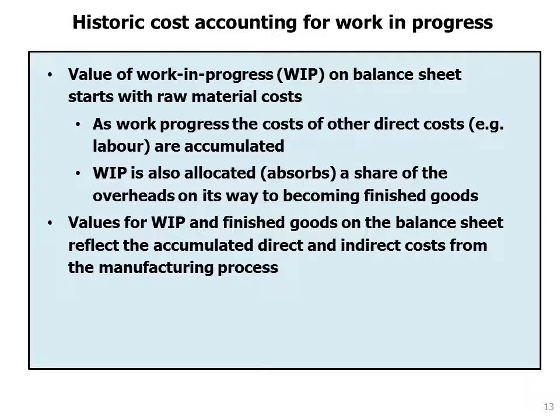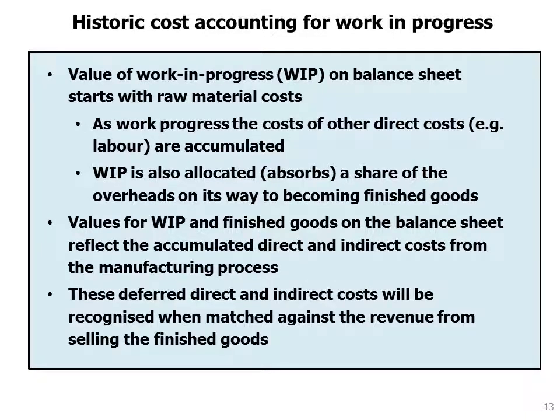And the values for work in progress and finished goods on the balance sheet reflect the accumulated direct and indirect costs from the manufacturing process. And these deferred direct and indirect costs will be recognised when they're matched against the revenue from selling the finished goods. So you can see this as an extension of the accrual principle.